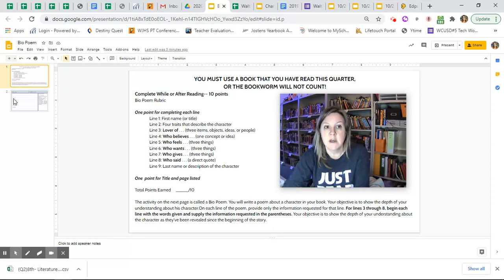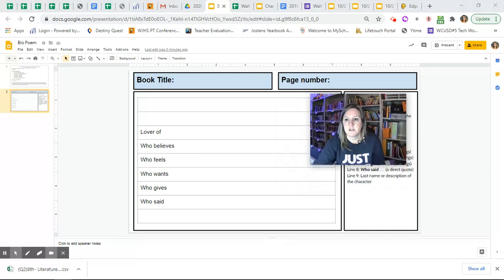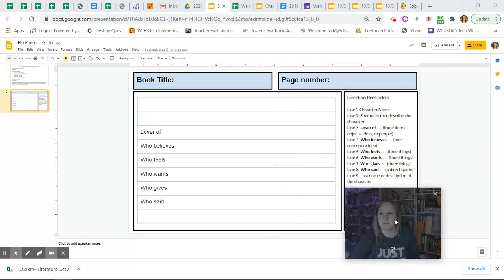Your objective is to show the depth of your understanding about this character as it's been revealed since the beginning of your story. So on this page where you'll actually do the assignment, and let me make this window smaller so that you can actually see what this says, you will put your book title up here, put your page number here, because what you say about your character is probably going to be different if you're on page 50 than if you're on page 350. So we need to know how far you are in your book to understand what you're going to write here.